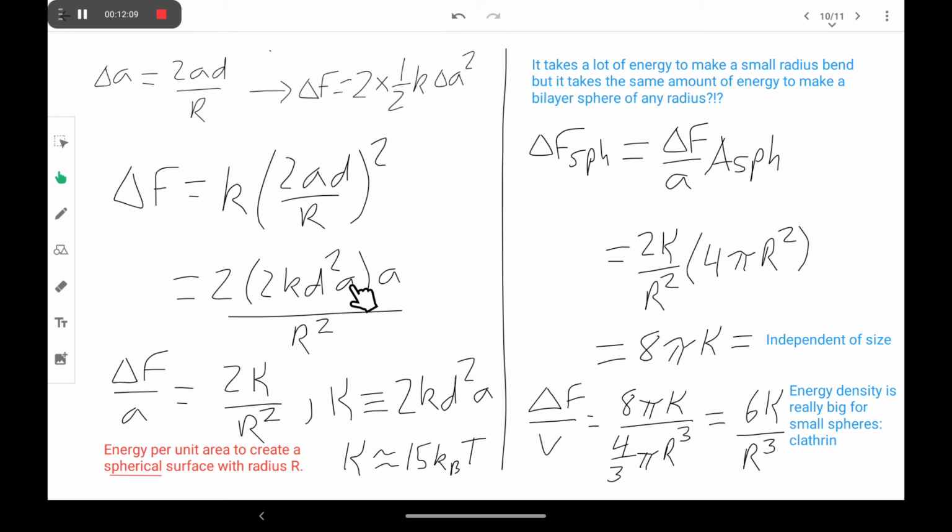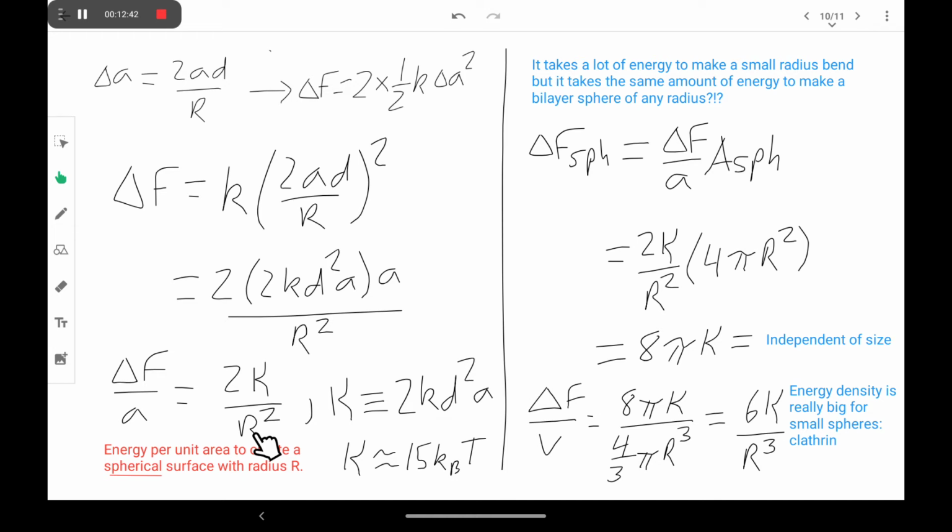Well, all this stuff here is a property of the material. Okay, this elastic nature of it, the size of the molecule, and the area of a molecule. And we can call that all kappa. Okay, so kappa is this value we use. So if we divide by this area, then we have the free energy change per unit area, and it's simply equal to twice this kappa value divided by r squared.